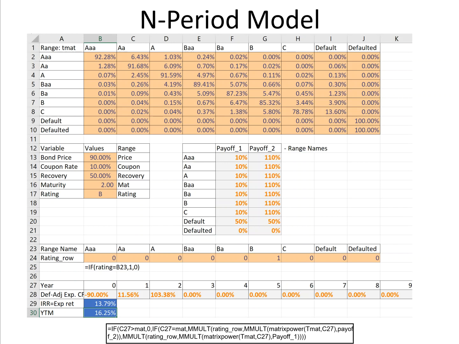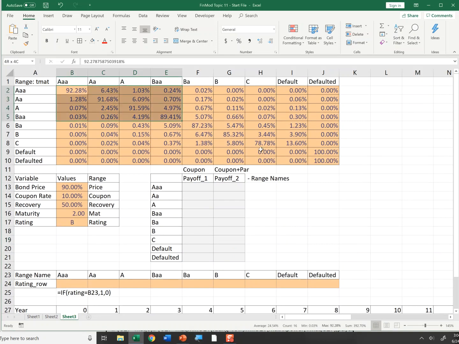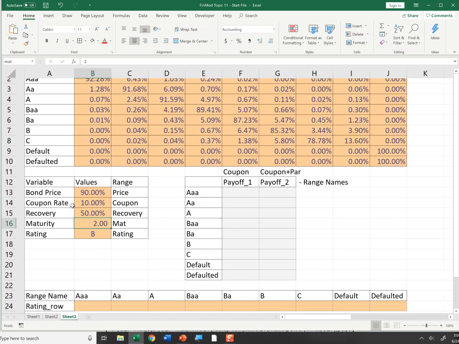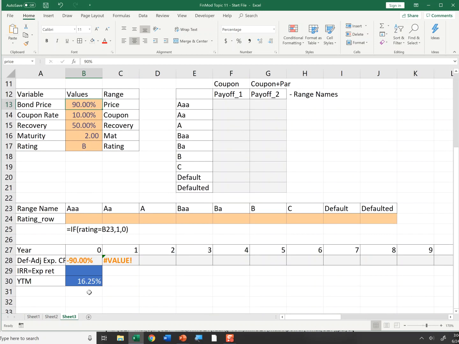So I'm going to go to my spreadsheet. In Sheet 3, I have a transition matrix, which we explained in Topics 1 and 3. I also have a bond we're looking at in Topic 2, which is the B-rated 2-year bond, has 50% recovery rate in default, has a 10% coupon. It's currently selling for $90. We're going to calculate this. The spreadsheet is going to calculate the default adjusted return right here.